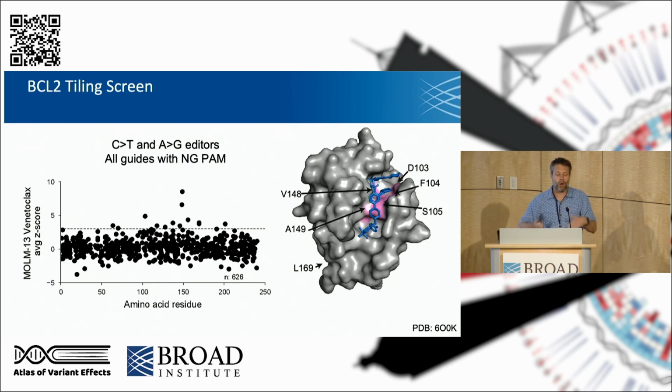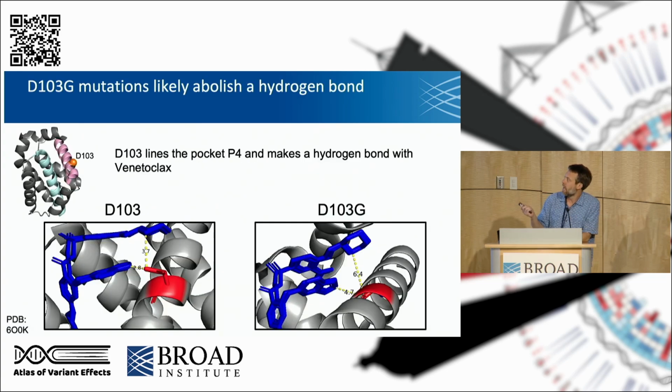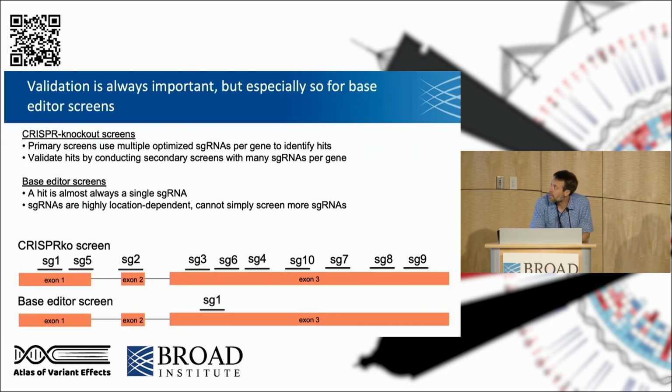If we didn't know at all where is venetoclax binding to BCL2 or is venetoclax binding to BCL2, this would be very strong evidence that it indeed is. And when you go and validate a particular hit, for example, aspartic acid 103 is normally in the binding pocket, and it makes some nice hydrogen bond contacts with venetoclax, but the base editor changes this to a glycine. You now lose that hydrogen bond, and that explains why it's no longer binding. Now, I want to be clear, and I think this is something that we really need to be careful of when using these editing technologies, is that validation is really important.